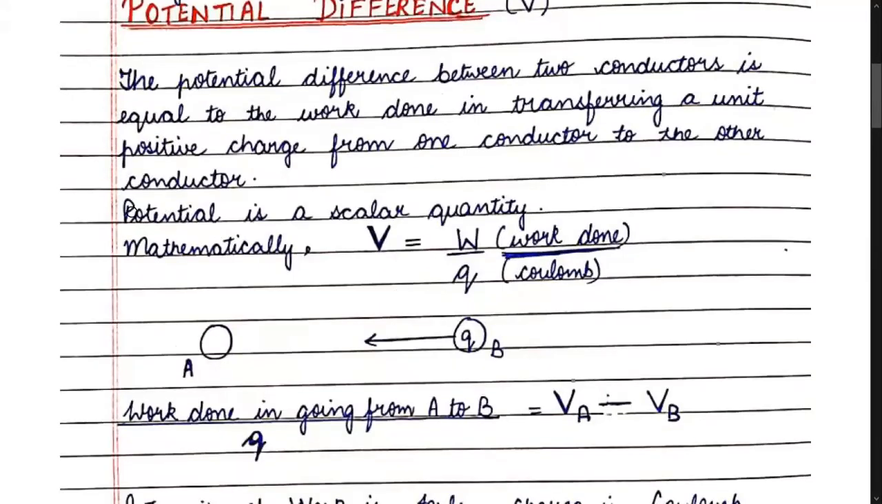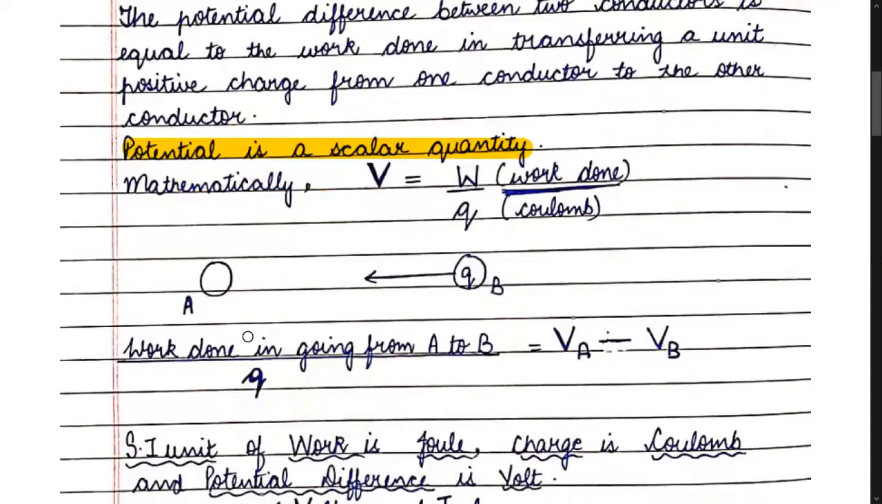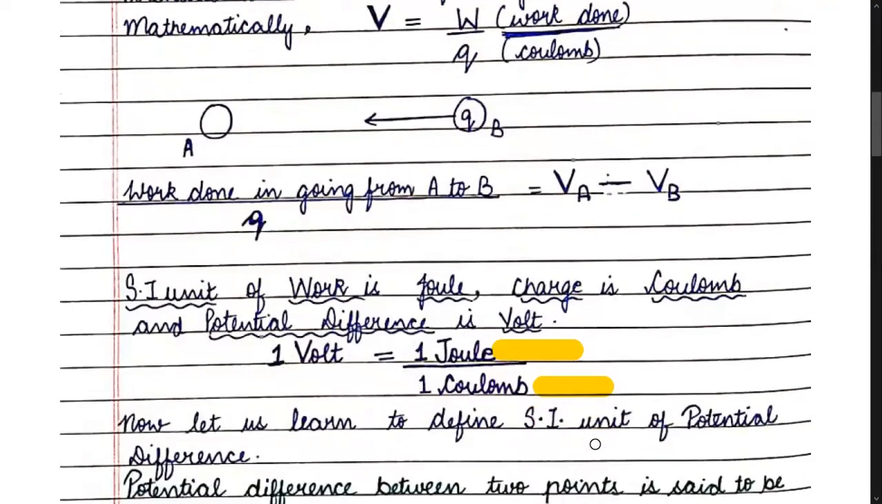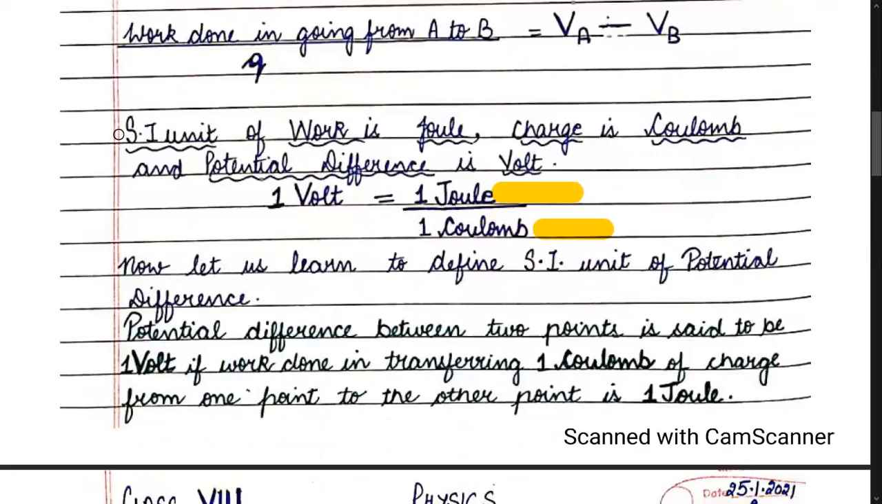Students, potential difference and potential is a scalar quantity. It is not a vector quantity. It is a scalar quantity, and mathematically, potential difference can be written as work done per unit charge. So the SI unit of work done is joules, while charge is measured in coulomb. Now students, SI unit of work is joule. Work is measured in joule. Charge is measured in coulomb.